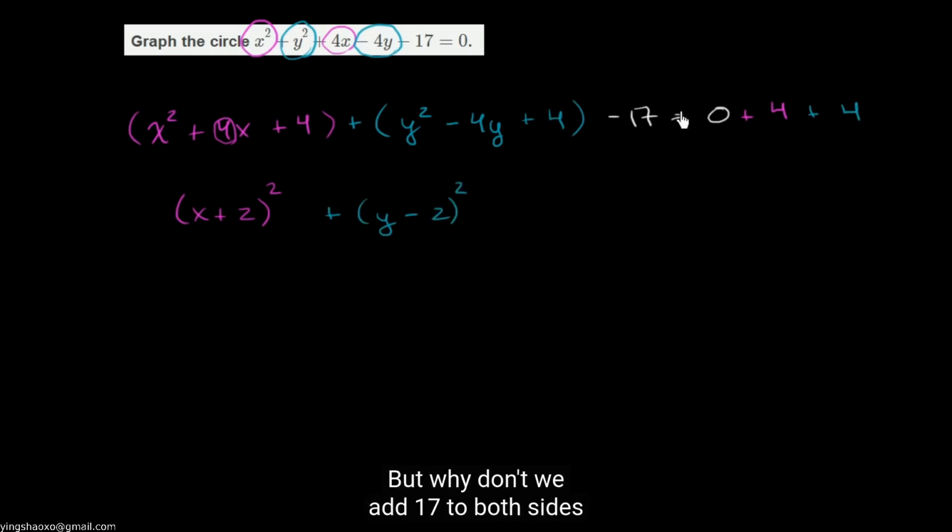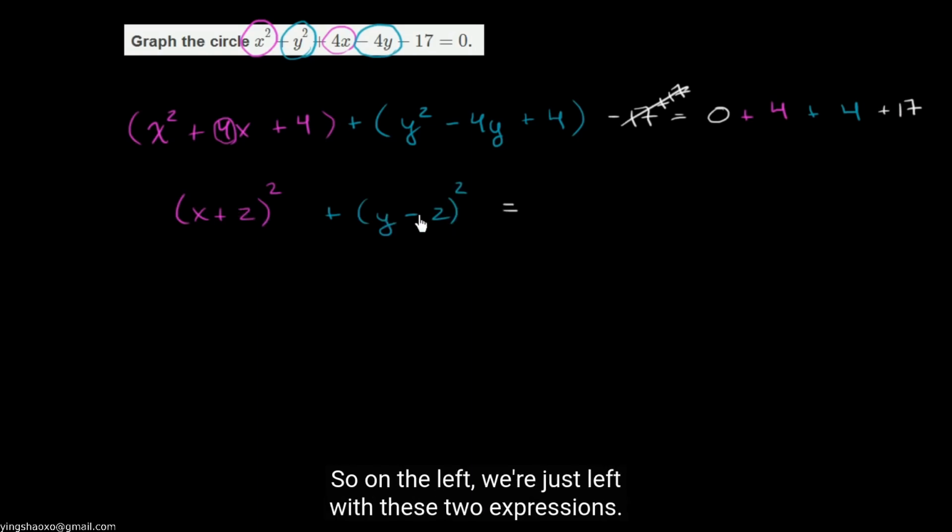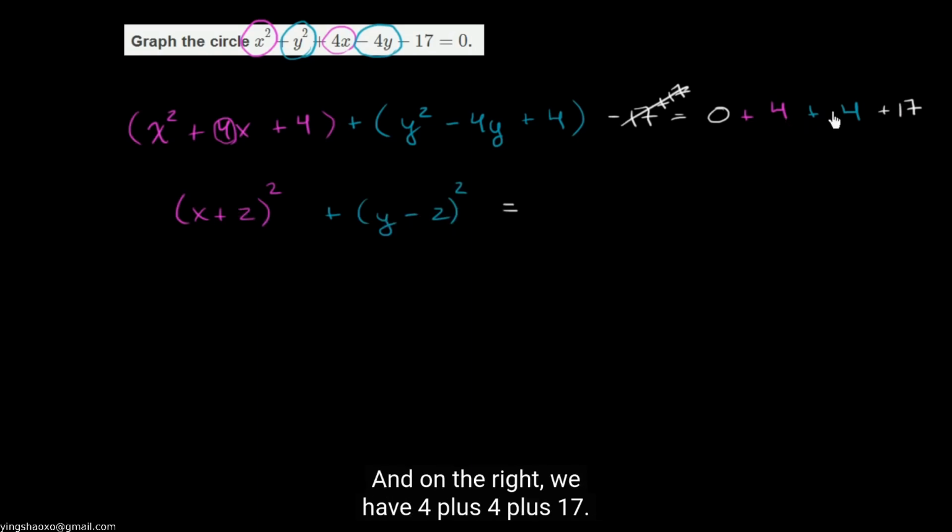But why don't we add 17 to both sides as well to get rid of this minus 17 here. So let's add 17 on the left and add 17 on the right. On the left, we're just left with these two expressions. And on the right, we have 8 plus 17, which is equal to 25. Now, this is a form that we recognize.